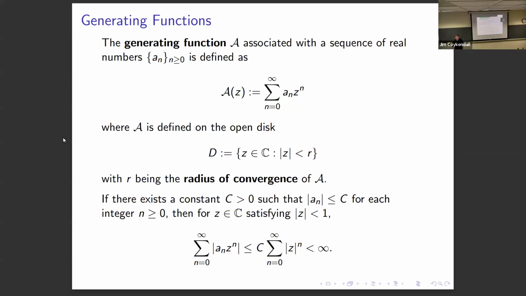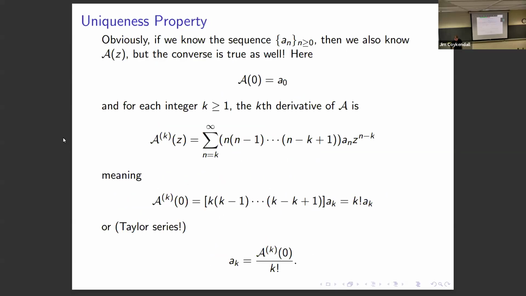Questions so far? All right. So one thing that's nice about generating functions is there's a one-to-one correspondence between a sequence of real numbers and a generating function. So it's really straightforward to see that if you have a sequence of real numbers, you can define the generating function. That's obvious because that's how you define the generating function. But you can go the other way too, and you can show that just by playing with derivatives.